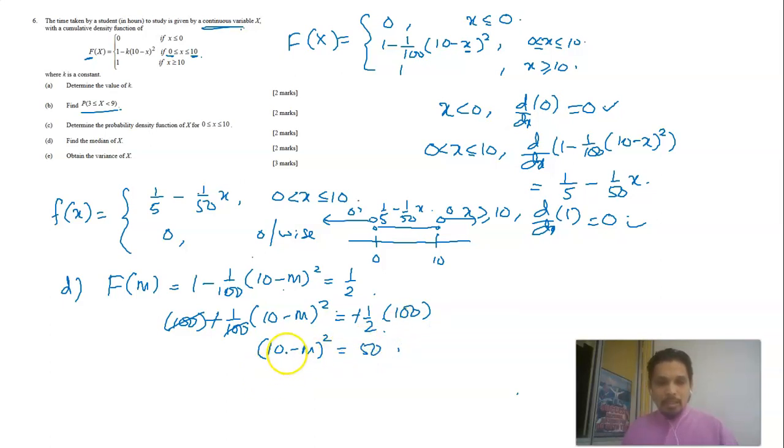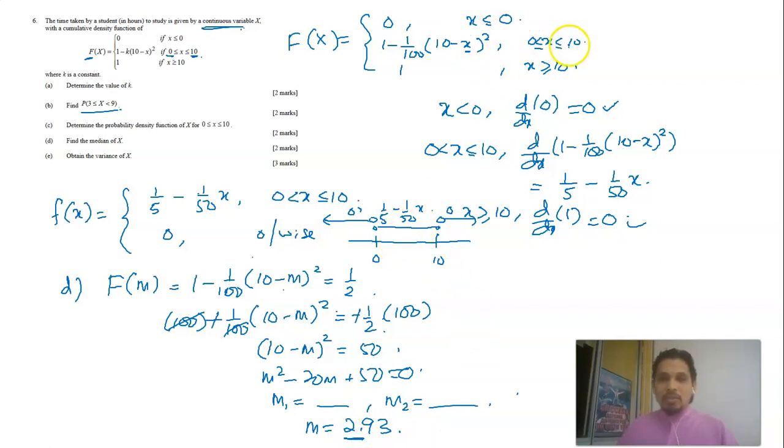So then expand and simplify this, it gives you m squared minus 20m plus 50 equal to 0. So you will get two values of m, m1 and m2. Okay, but there's only one value of m that we call reliable here now, where m equal to 2.93, because this value lies between 0 until 10. Okay. Obtain the variance of x.